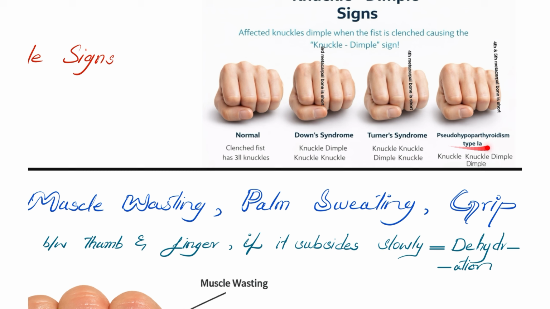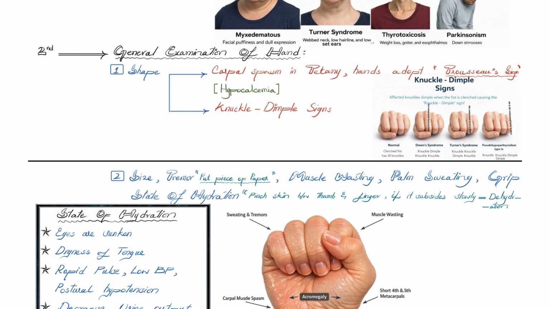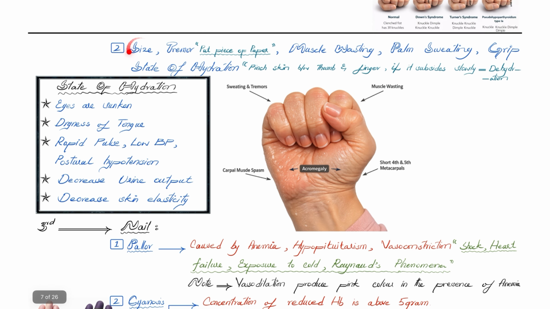In case of pseudohypoparathyroidism, you will see that the fourth and fifth metacarpal bones are short, due to which you will notice the knuckle-knuckle-dimple-dimple sign. So this is how you can find all these abnormalities in the shape of the hand. Then look at the size, and any tremor.